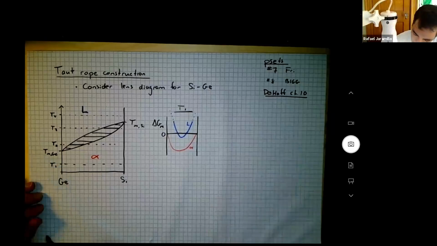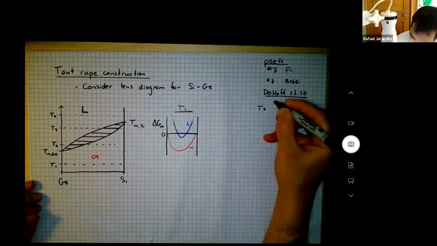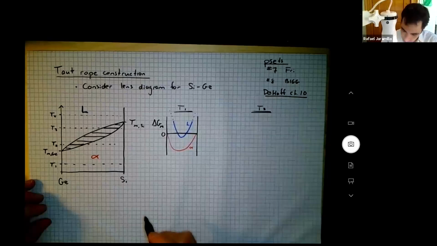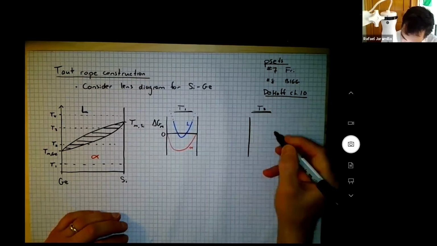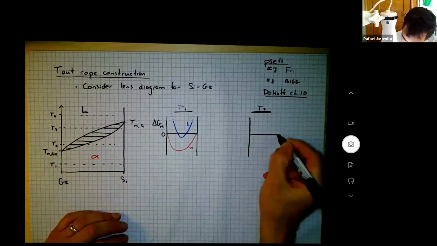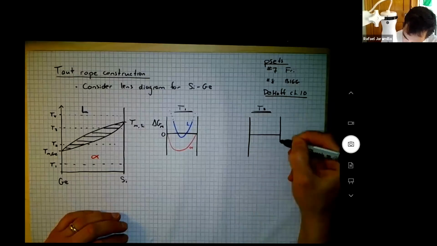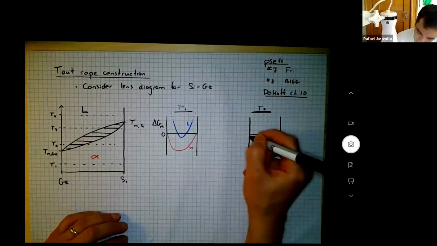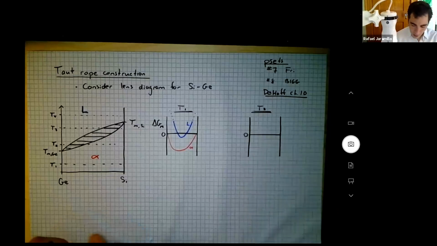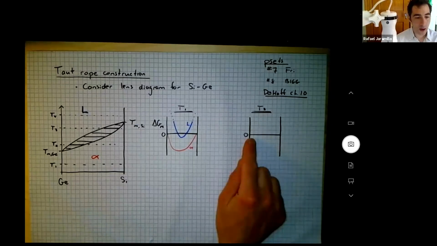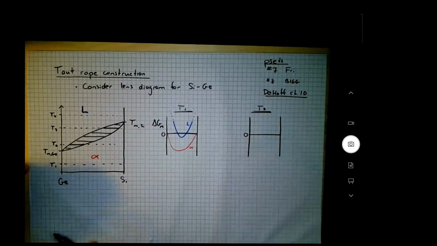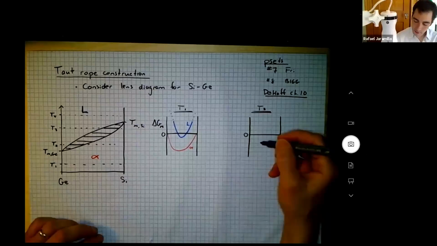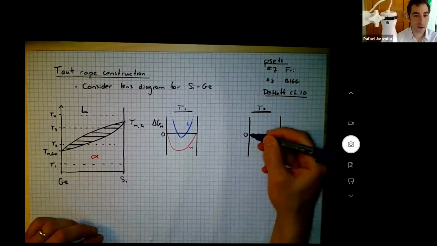All right, what about T2? T2 is, we've seen this. T2 we've seen. So what is this going to look like at T2? Okay. For pure germanium, what is the reference state at T2? That is here. Liquid. Liquid. So my liquid solution model has 0 free energy for pure germanium.